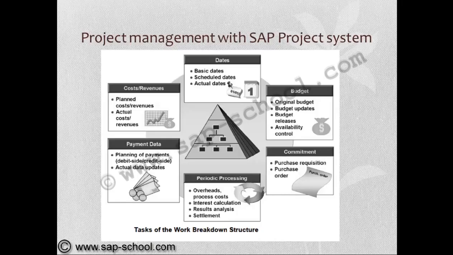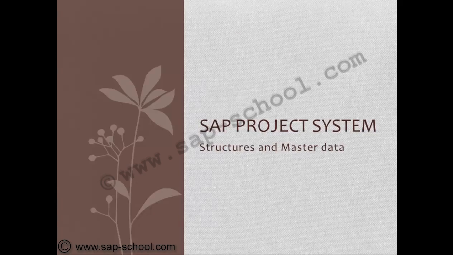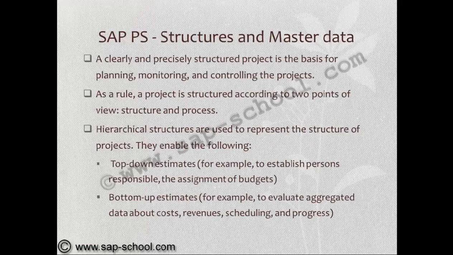Now we will talk in detail about each and every phase of Project System, starting with the first phase, structures and master data. A clearly and precisely structured project is the basis for planning, monitoring, and controlling projects. As a rule, a project is structured according to two points of view: structure and process.